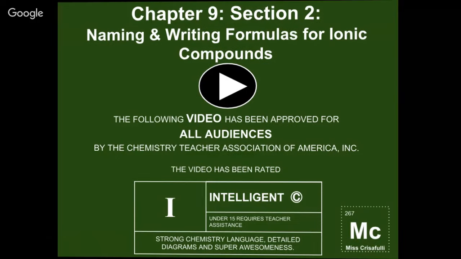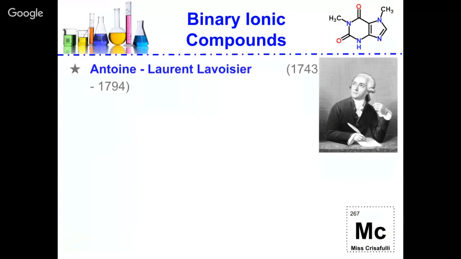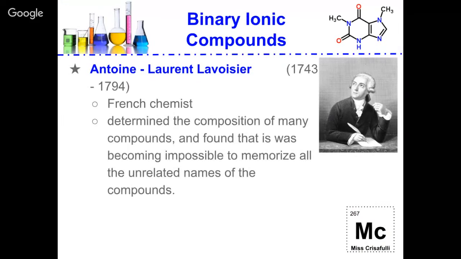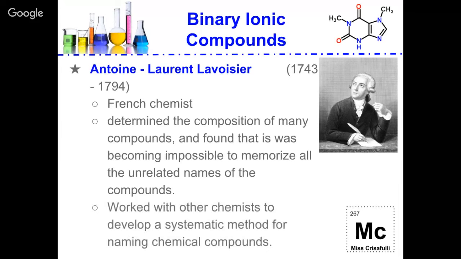So let's talk about Lavoisier. Lavoisier was a French chemist, and he determined the composition of many compounds and found that it was becoming impossible to memorize all of the unrelated names of compounds. So he worked with other chemists to develop a systematic method for naming chemical compounds.